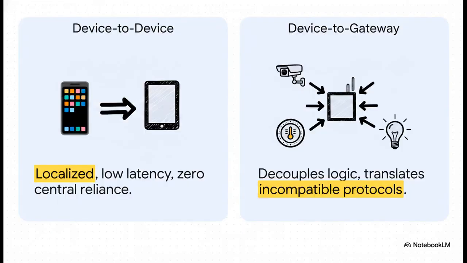And this brings us to our first huge architectural choice. You've got direct device-to-device communication, or DTD. This is great for zero central reliance and crazy low latency if you're doing something really simple, but if you want actual scale, you have to introduce a device-to-gateway model. It decouples the brain, the application logic, from the physical hardware. Honestly, it's the only way to successfully manage these messy, heterogeneous ecosystems where a basic smart thermostat needs to live on the exact same network as a complex security camera.